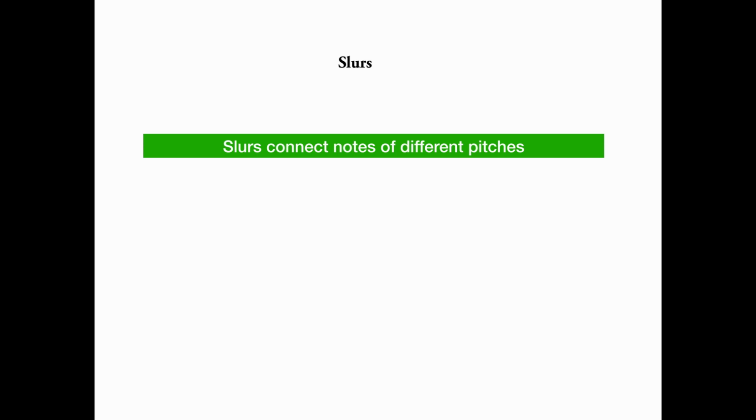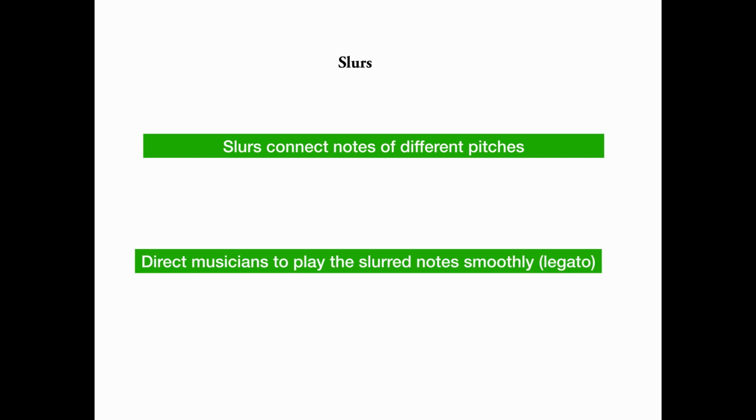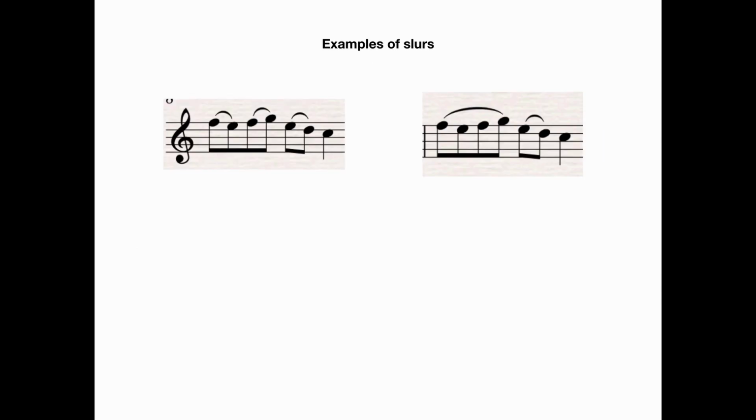Now moving on to slurs. Slurs connect two notes of different pitches and direct musicians to play the slurred notes smoothly, or legato. Here is an example of slurs being used across an otherwise identical passage of music.